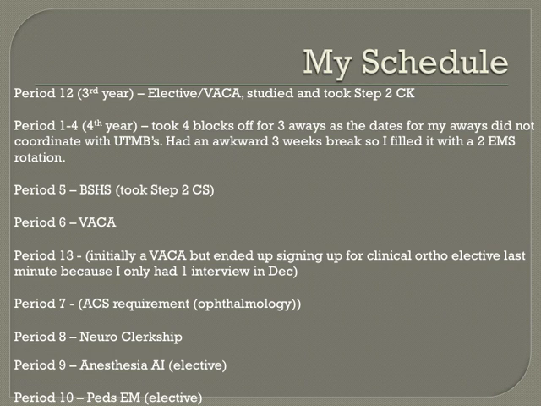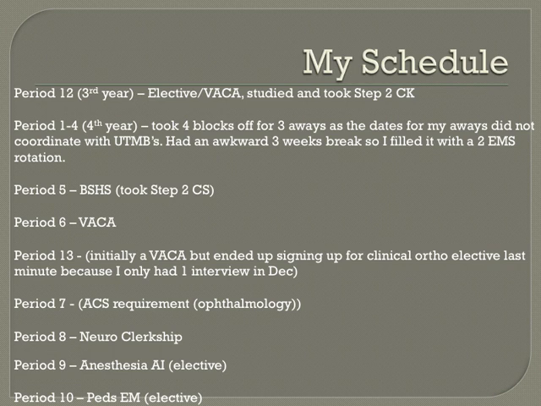I took the gross anatomy course, which you basically do a dissection for a month. Period 6, I took vacation. Period 13, I initially had as a vacation, but I only ended up having like 1 interview that December. Most of mine, like I said, were kind of late November. So I just ended up signing up for this clinical ortho elective last minute, which was really good because New Year's and Christmas I pretty much had like a week and a half off, and ortho is a pretty good rotation to have under your belt.